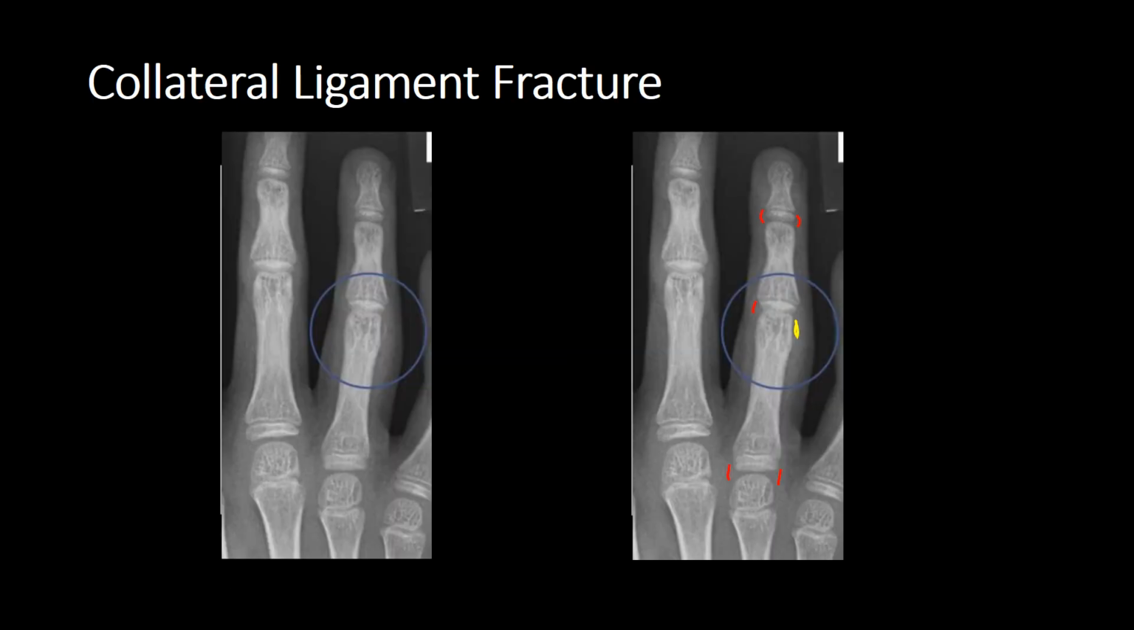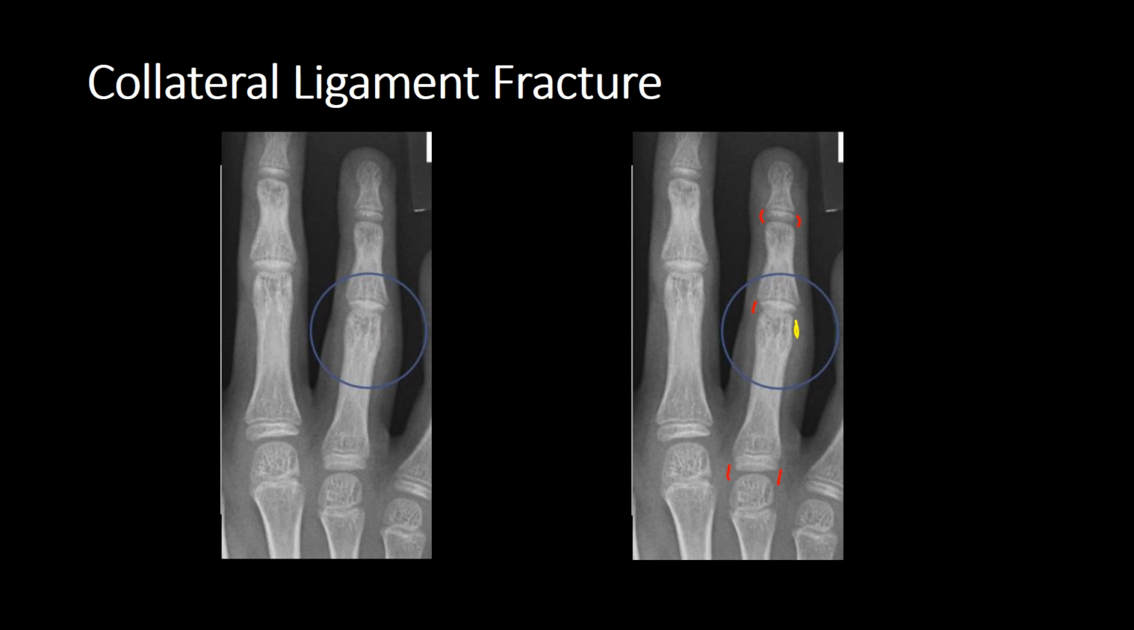Okay, so if we think back to earlier, our collateral ligaments extend from the lateral margins of, in this case, the metacarpal to the base of the proximal phalanx, and at the lateral margins of the head of the proximal phalanx to the base of the intermediate phalanx on both sides, and then again at the head of the intermediate phalanx inserting into the base of the distal phalanx. And so when you get a collateral ligament fracture, these can be really quite subtle. As you can see, it can be quite tricky to identify this avulsion here.